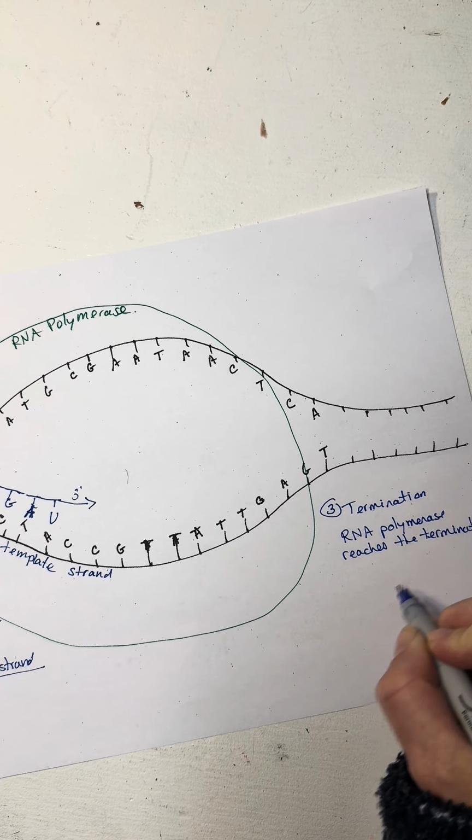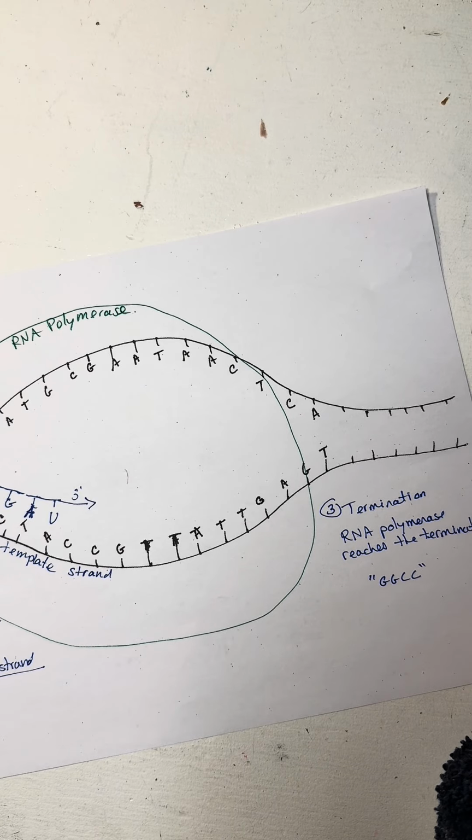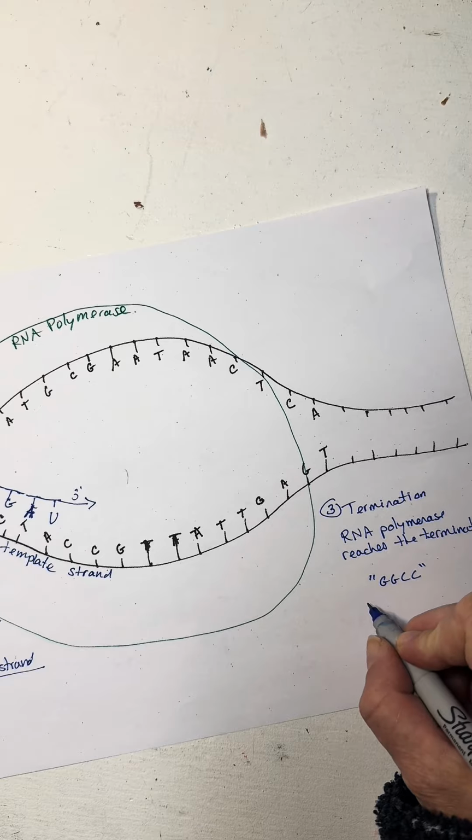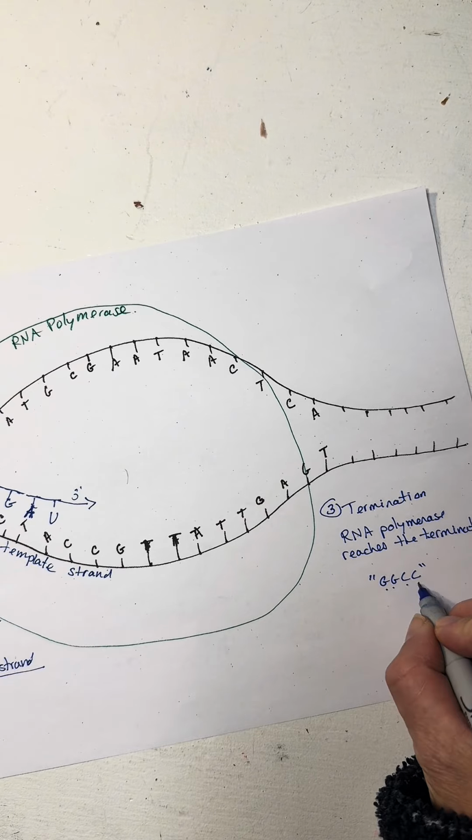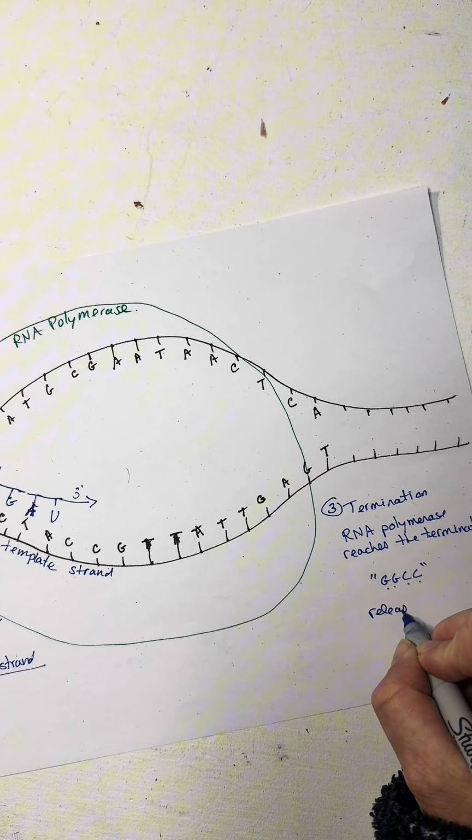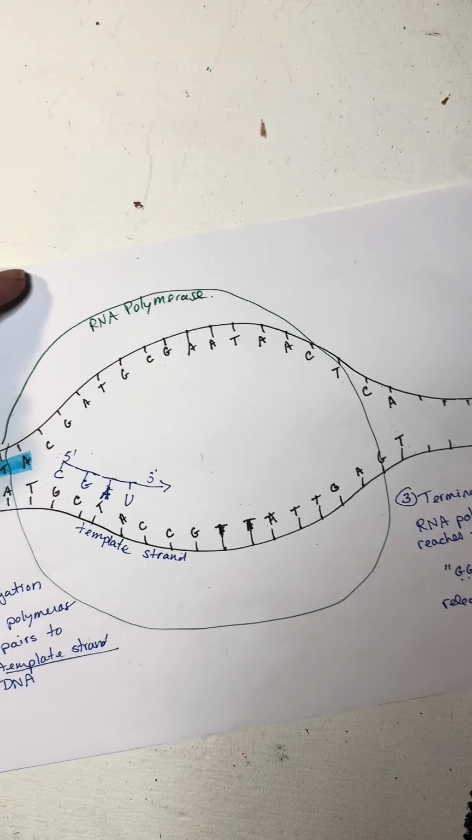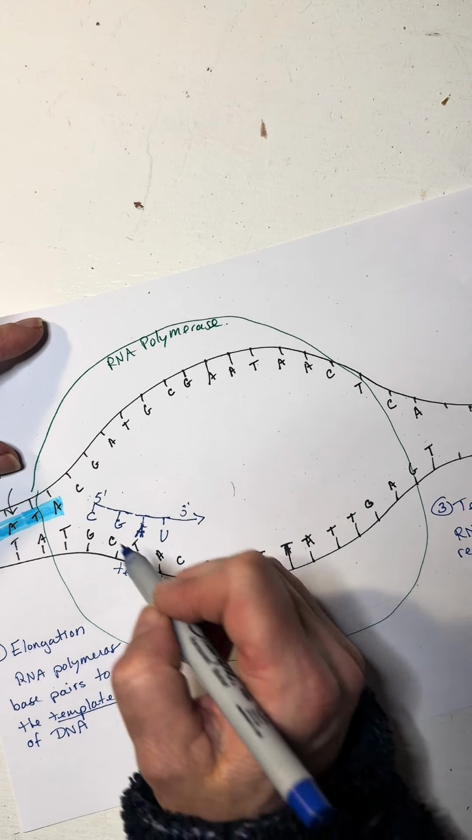And that is going to be GGCC. And again, this is a little bit shorter than what we would normally use, but for use in class, it will work to use something that's only 4 bases long. And this causes the release of the DNA. All right, and the new RNA will be let go at that point in time too.